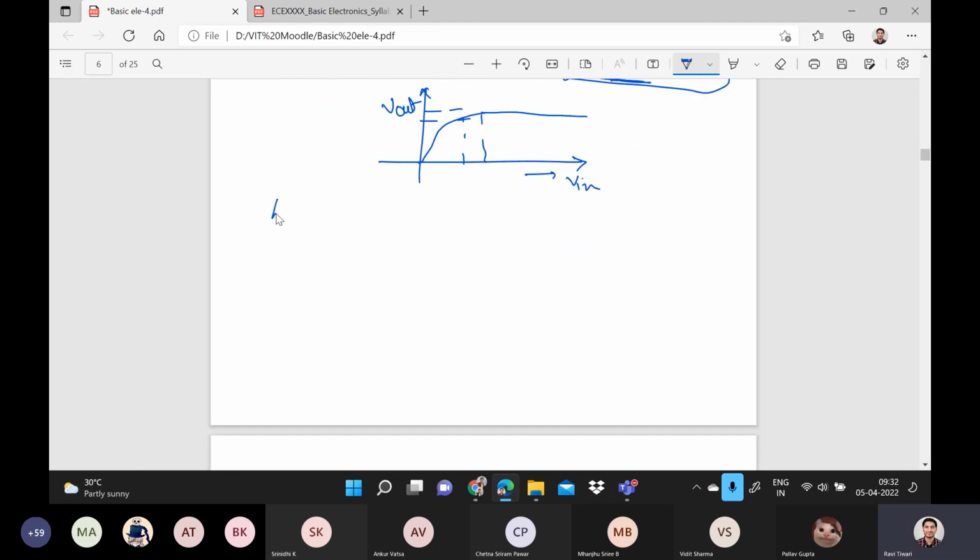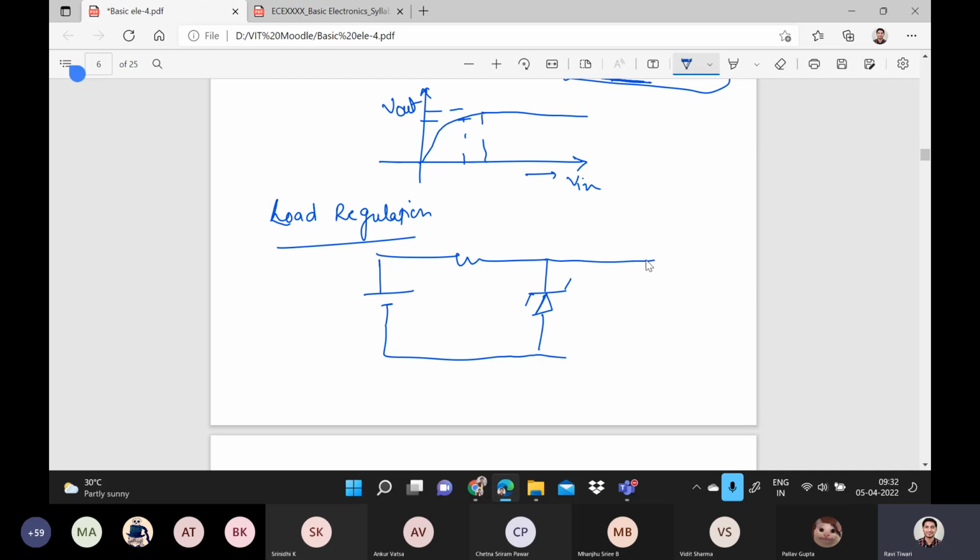Now, what is the meaning of load regulation? In load regulation, the circuit will be the same, like this. And we have to use it in reverse bias, because this Zener diode will work as a voltage regulator in reverse bias only. And here we have a resistance. Here you have to consider VS is constant, RS is constant, but this load resistance is varying. It means even if you are varying your load resistance, the voltage across the diode will remain the same.